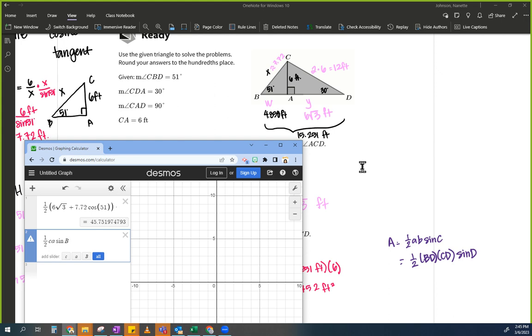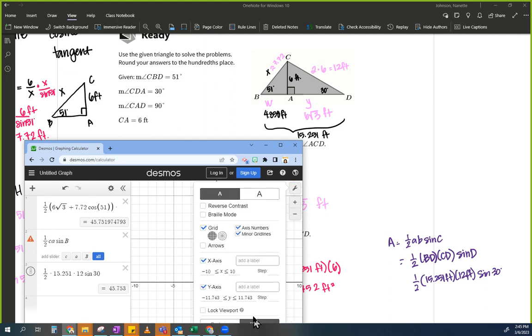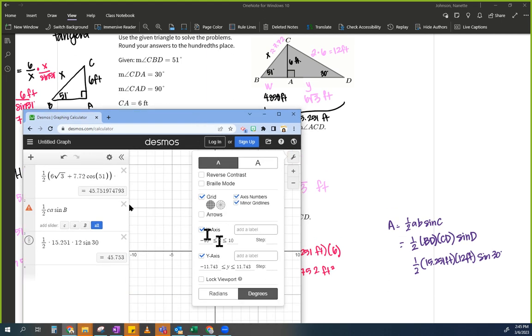So 1/2 times 15.251 feet. CD is 12 feet. And then sine of 30 degrees. So I'm going to plug that all in here. 1/2 of 15.251 times 12, and then sine of 30. Ms. Johnson, are you sure you used degrees? I did, if you can see this part. So my answer is 45.75. Oh, this is my same answer.